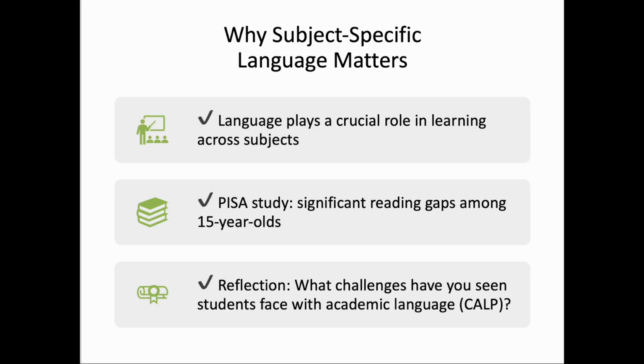So, why does this even matter? Why is it important to have language that is subject specific? Language for geography, biology, history, for example. Well, language plays a crucial role in learning all across the different subjects in secondary school. Research, a PISA study, revealed significant reading deficits, gaps among 15-year-old learners. So, this kind of subject specific education can help to improve reading ability.